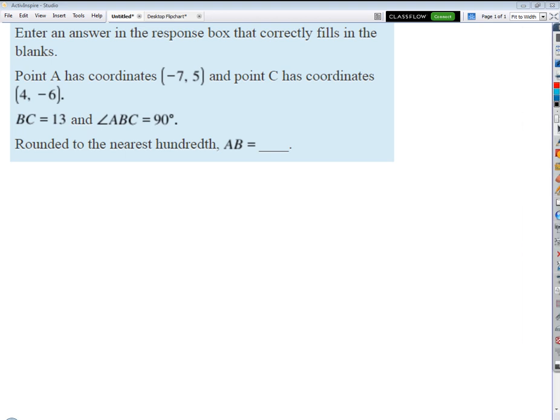So they give us the coordinates of point A, they give us the coordinates of point C, and they tell us that the length of segment BC, so there must be some other point here too, B, right? The length of segment BC is 13, and angle ABC is a 90-degree angle. So angle B is the right angle, right?